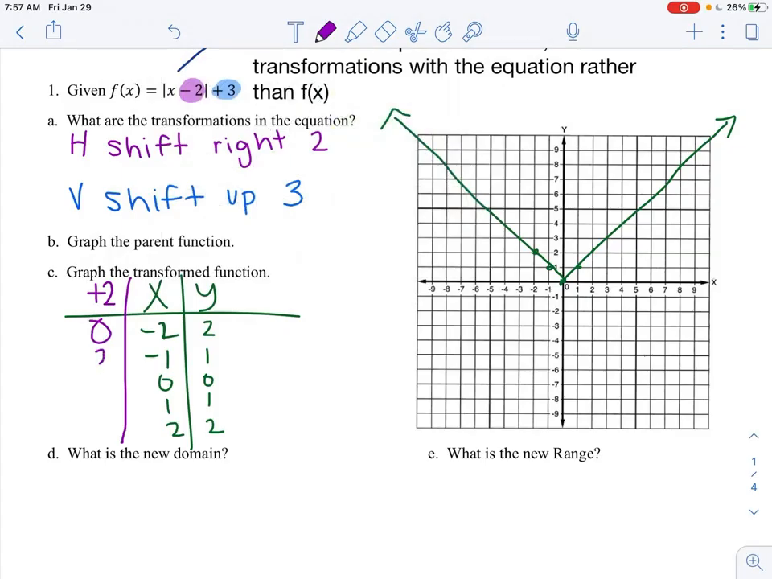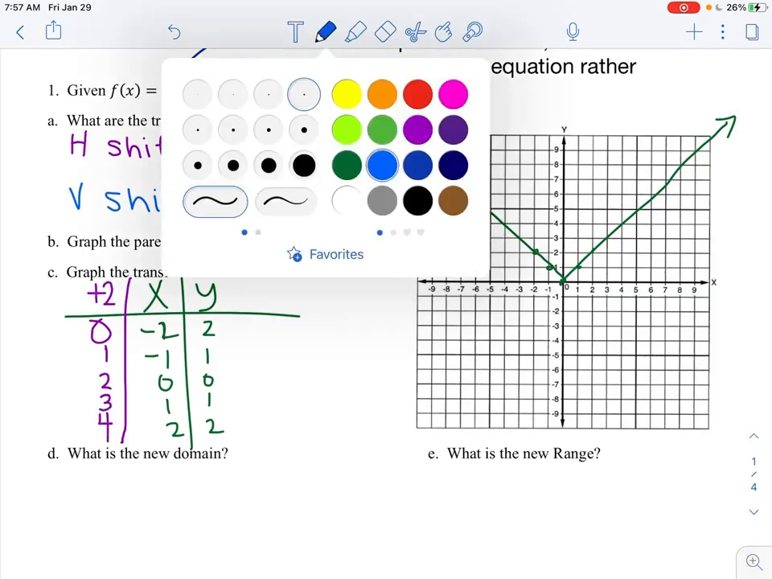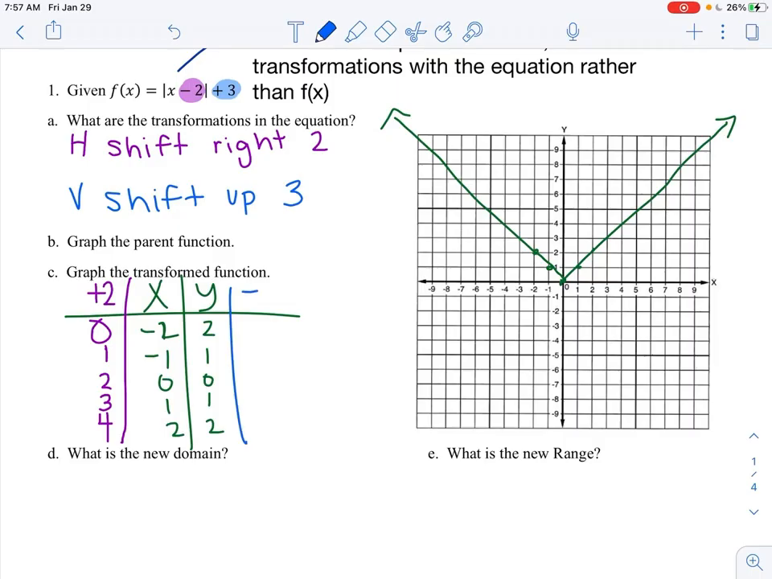0, oopsies, I'm ahead of myself. 1, 2, 3, 4. And then I have up 3. So I'm adding 3 to all of these. So 5, 4, 3, 4, 5.